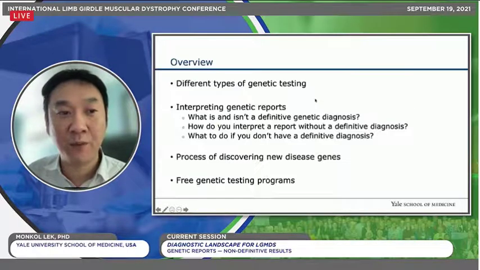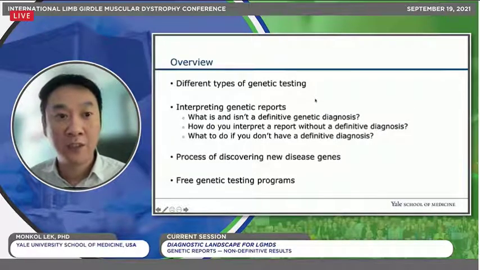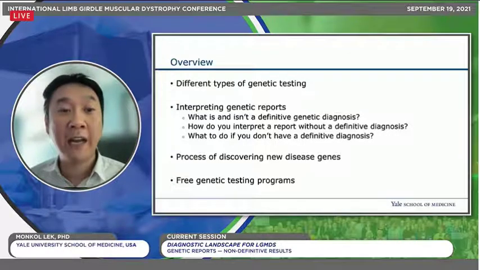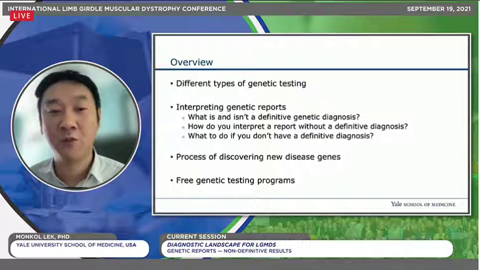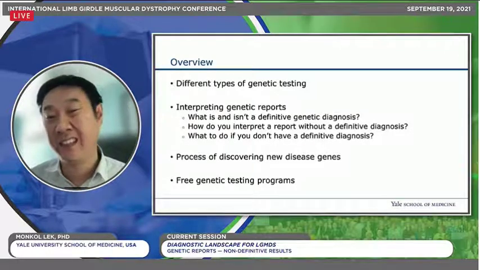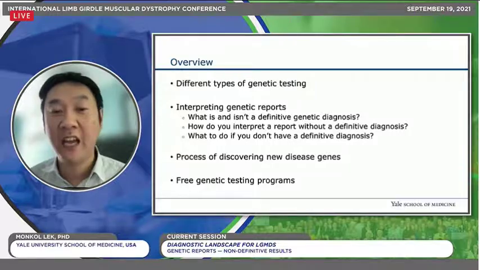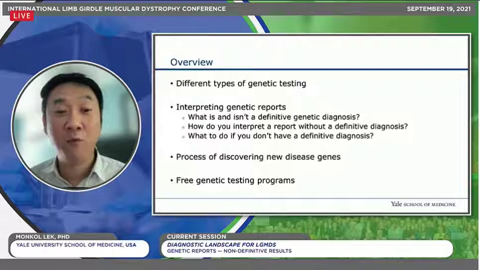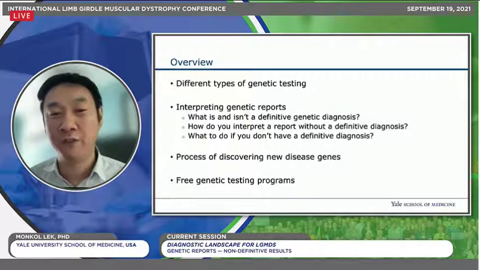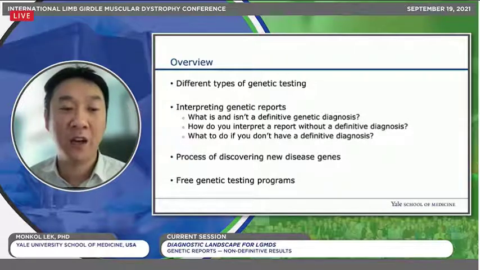actually definitive. So as an overview of this presentation, I'm going to go over different types of genetic testing you can get, and how you actually go about interpreting genetic reports, particularly in the case where there is a non-definitive genetic diagnosis. I'll first talk about inheritance patterns and then what is and isn't a definitive genetic diagnosis. How do you interpret that report without a definitive genetic diagnosis, and what to do afterwards, which is also very important and should sometimes be driven by the patient and what they want to actually do afterwards.